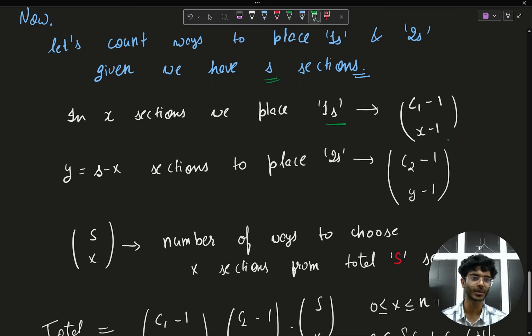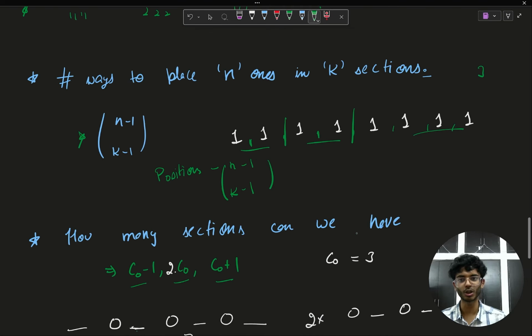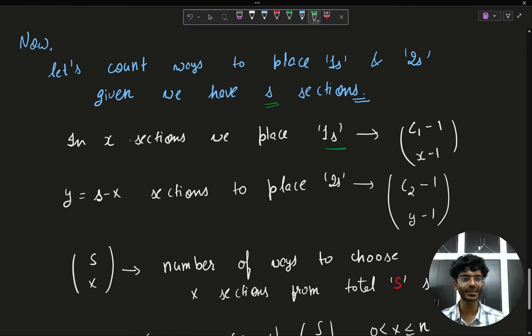C1 minus 1 choose X minus 1, right? As we discussed, if you want to place N minus 1 ones inside K minus 1 sections, there are this many ways. Now, if you want to place C1 ones inside X sections, these would be the number of ways, right?